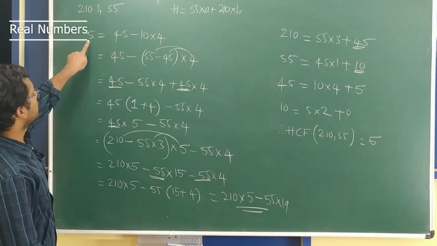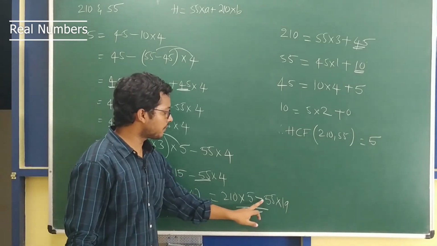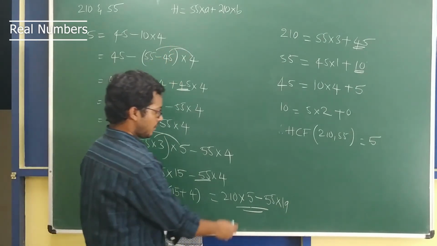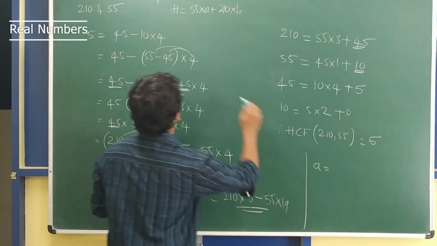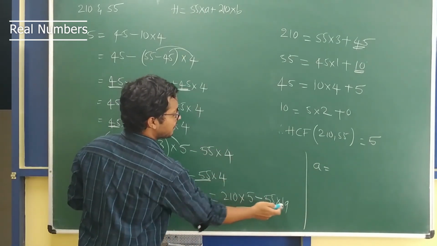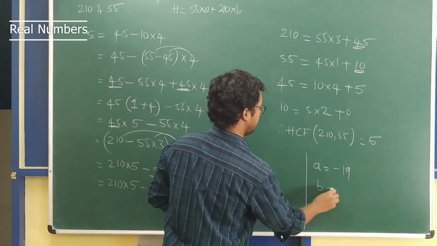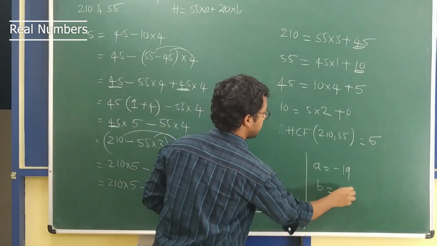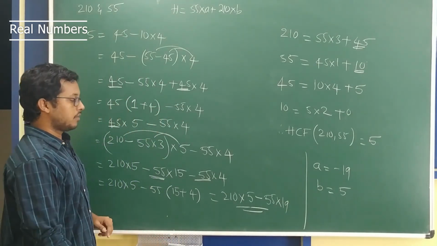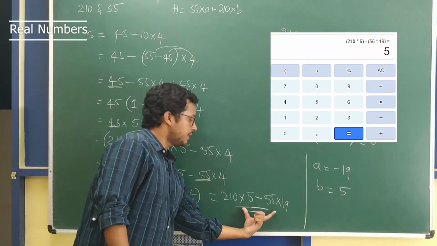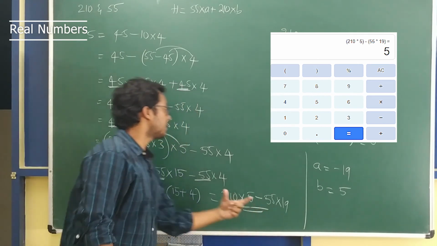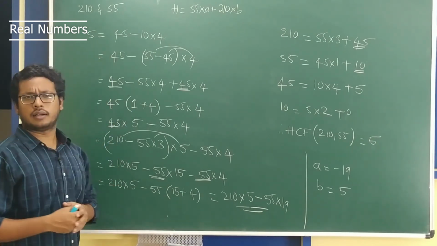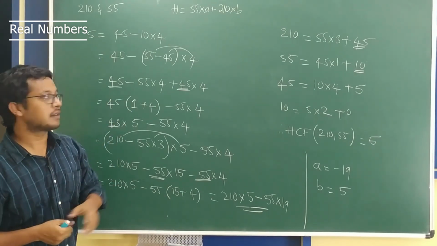So if you see, you are able to express 5 as 210 into 5 minus 55 into 19, as it is in this form. Alright, so what is the A value here? A value will be 55 into A. So 55 is multiplied by minus 19. So A will be minus 19 and B will be 5, since 210 into B. You can go ahead and put it in the calculator and check what this answer will be. This answer will definitely be 5. In the next example, we will take a little bigger number and we will try to express that HCF in terms of the given numbers.